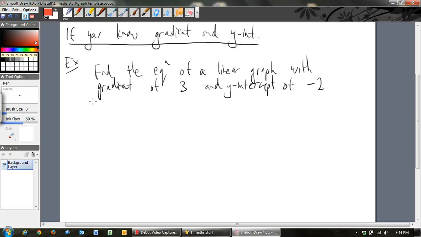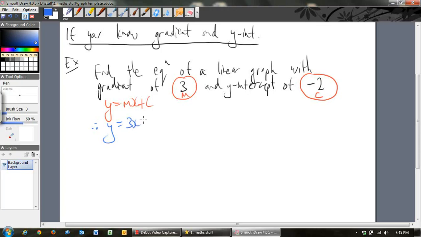So firstly, remind yourself what the two pieces of information are that you need to find the equation of a linear graph. You've got y equals mx plus c, and if you can find m and c, then you're sweet. So what do we know here? We've been given the gradient. That's m. The gradient is 3. You've also been told the y-intercept. That's c. You know m and you know c, so you can write the equation. So y equals mx plus c, therefore y equals, what was the gradient m?